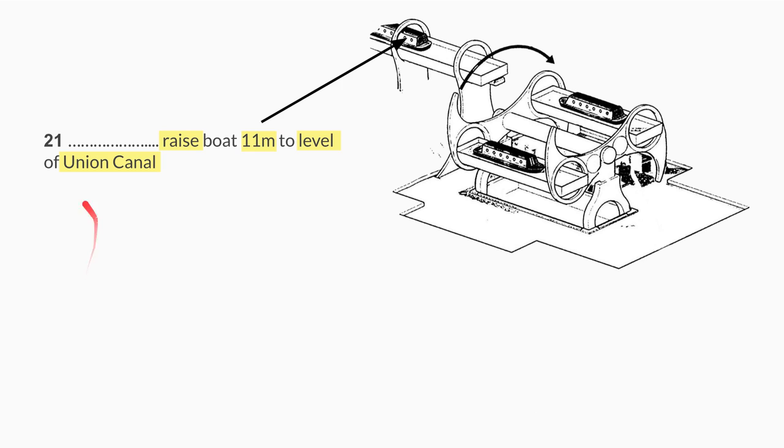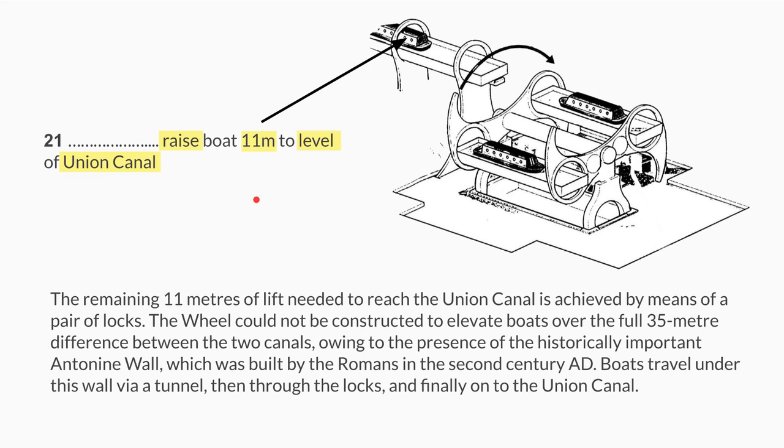Here we go. Here is question number 21. Dash raise boat 11 meters to level of Union Canal. Well, it tells us that something is going to raise the boat. That something has to be a noun. So we would come to our reading passage at this point, and hopefully we have located the matching paragraph by this point. Now, sometimes you may not have been able to successfully locate the matching paragraph. If that's the case, that's fine. Just try to look for the best keywords from your question in that case.